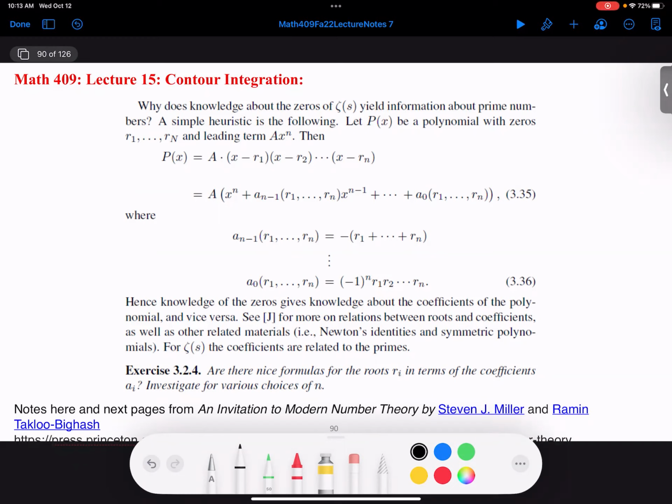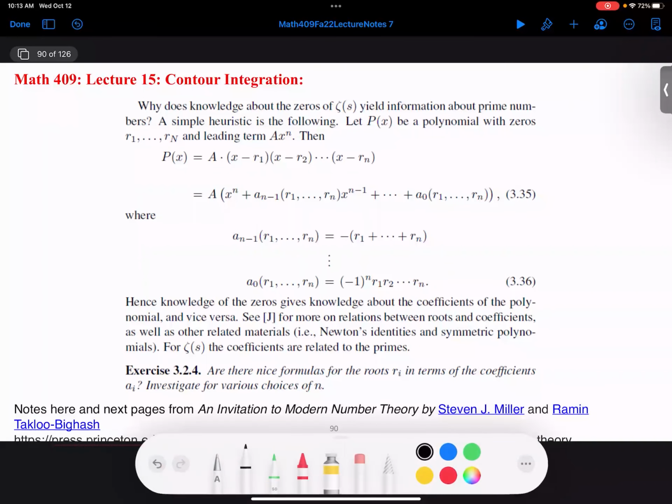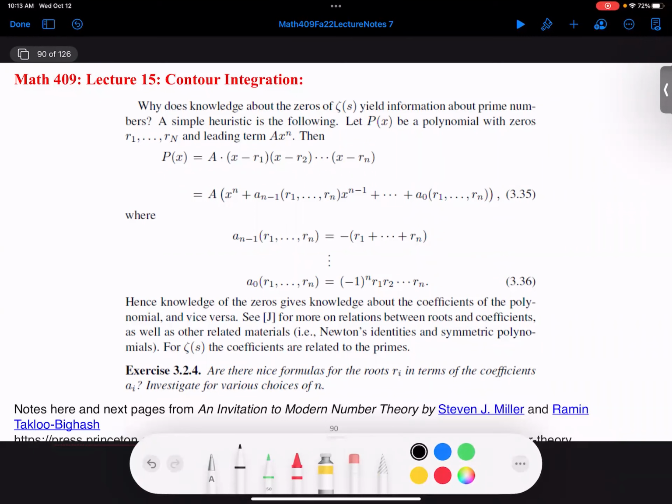We've seen this with generating functions. We saw this with the Riemann zeta function, that we could pass from knowledge of the integers to knowledge of the primes. And frequently, if we know things about the coefficients, that gives us information about the zeros. Or if we know things about the zeros, we then know things about the coefficients. Question. Yes. What's the last note? It says for zeta of s, the coefficients are related to primes.